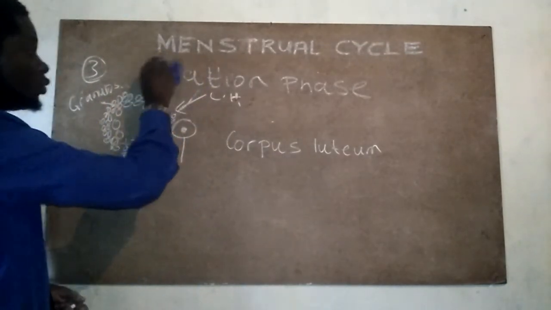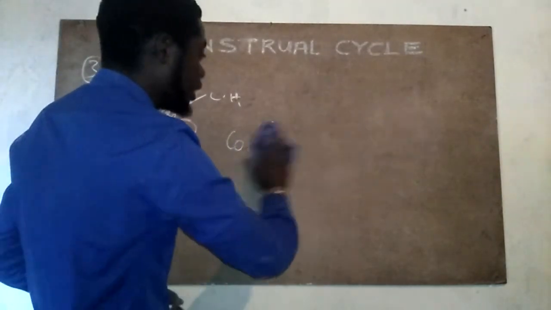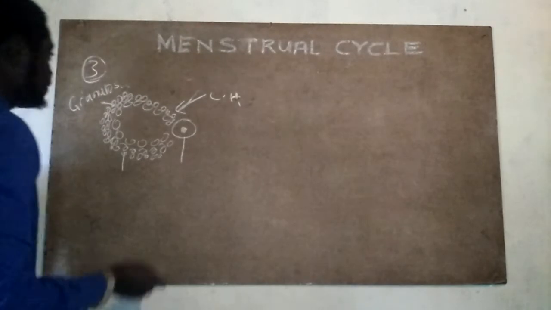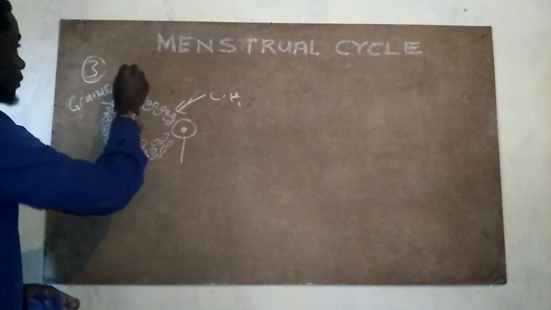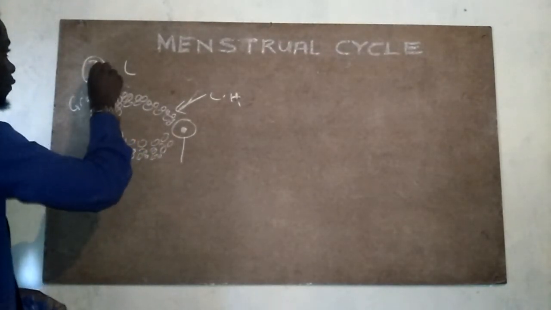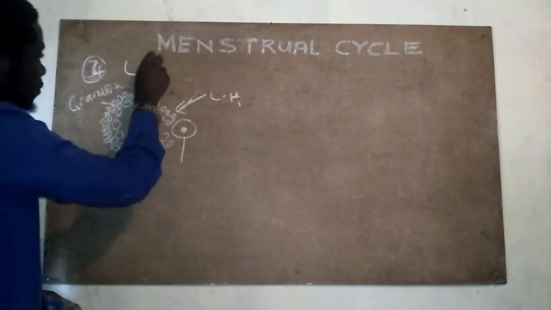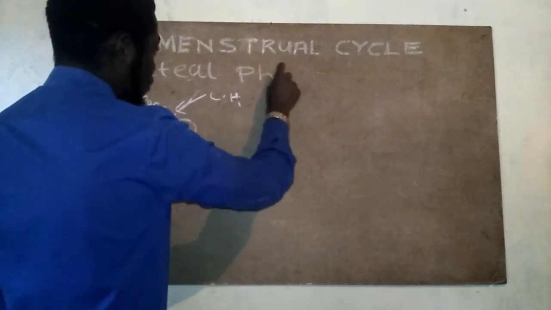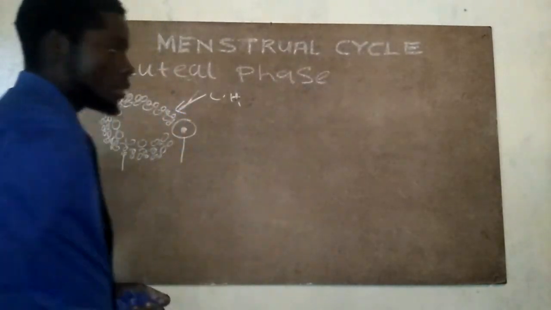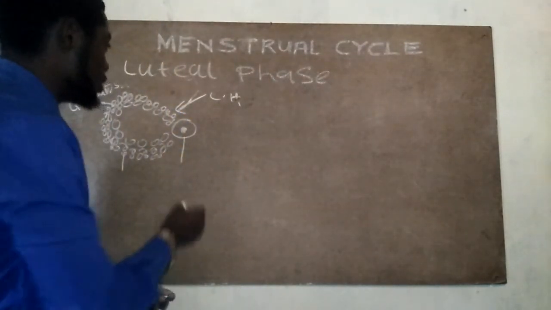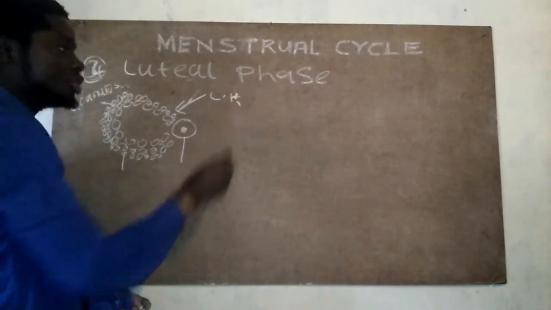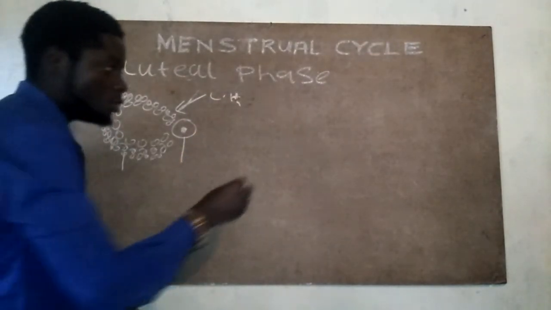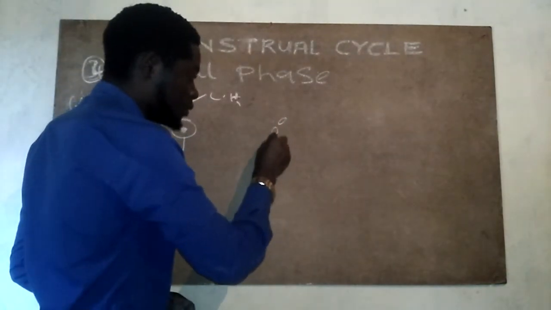We are not going to remove this diagram. We are going to use it to explain the luteal phase. But this is the ovulatory phase, so this is the fourth one. And during this phase, the estrogen and the luteinizing hormone will change the nature of this into what we call the corpus luteum.